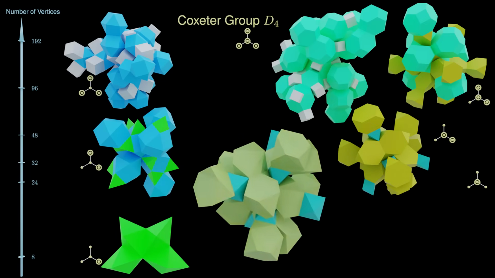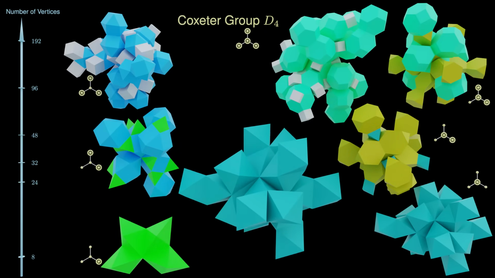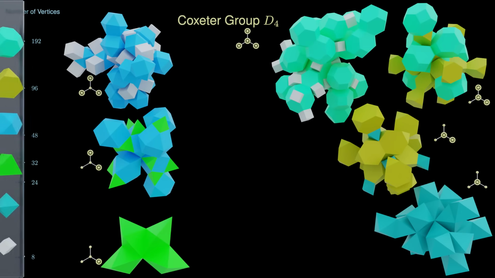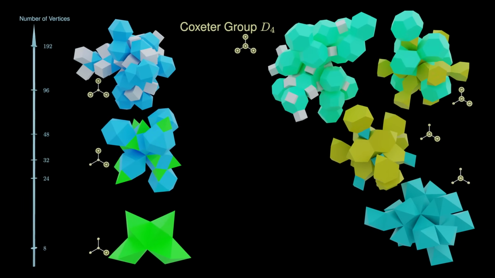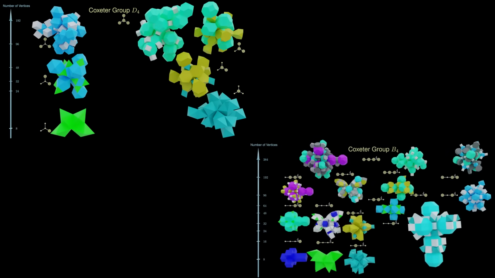At first glance, this configuration feels fresh and promising. However, a closer look reveals a certain familiarity. Every polychoron in D4 has already appeared in the B4 configuration. This is no coincidence. This symmetry is therefore often described as demi-tesseractic.